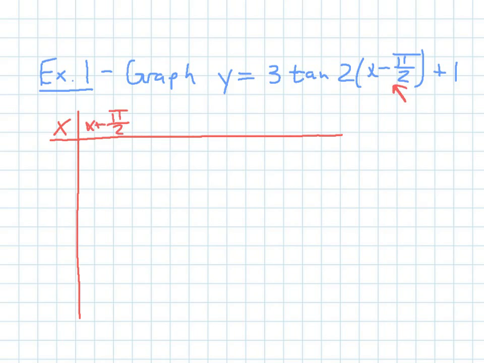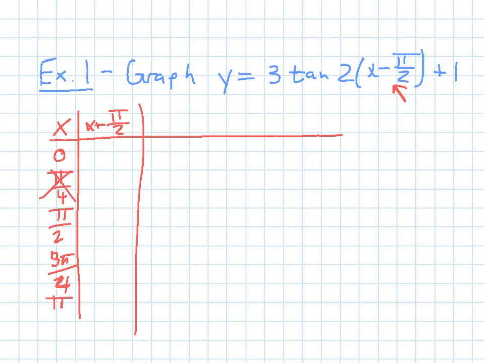So for my new x values, usually I have 0, pi over 4, pi over 2, 3 pi over 4, and pi. Now here you don't have to write the rest, let's just work on that first one. So let's ignore the rest of these, since we have a period change as well. If I add pi over 2 to this first one, I get pi over 2. And then I also want to take the opposite of my period.